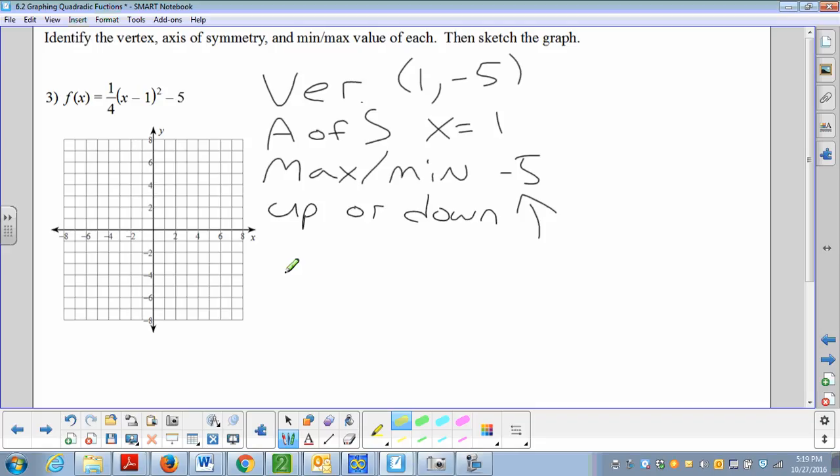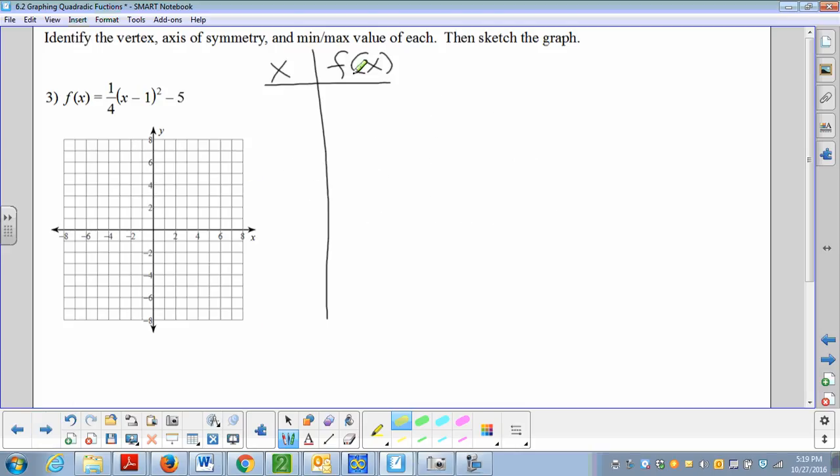Okay. Now let's see if we can go ahead and graph this. So I want to start off with my t-chart. And I'm going to use my vertex, which was 1, -5. Okay. I'm going to plot a couple points below 1 and a couple points above 1 here. -1, 0, 2, and 3. In our two examples, they were both the same, but they're not always the same. You want to plot 2 points above and 2 points below.